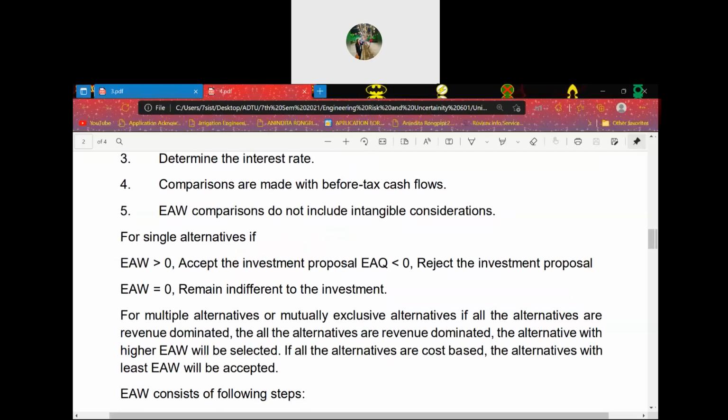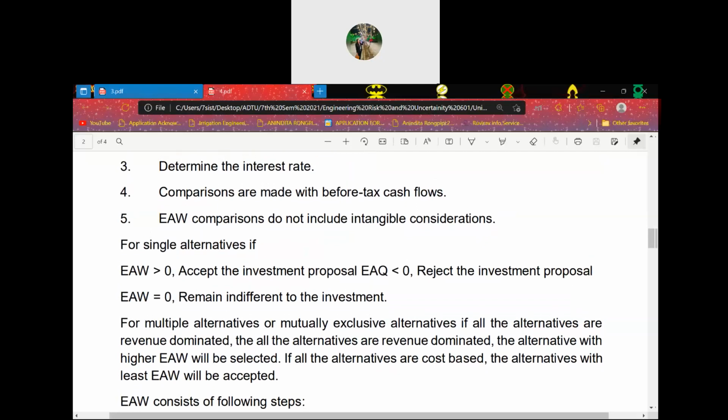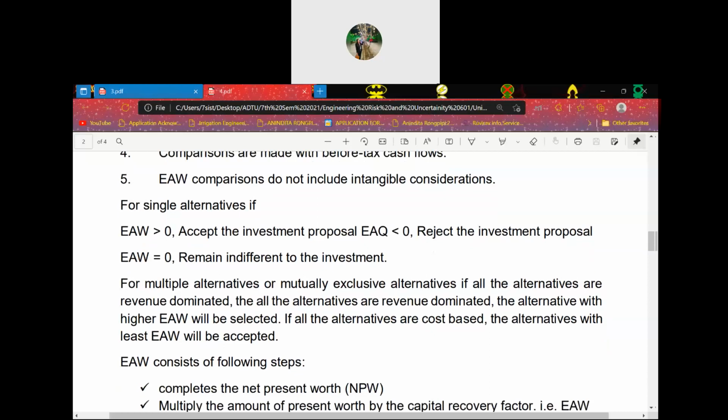For multiple alternatives or mutually exclusive alternatives, if all the alternatives are revenue dominated, then the alternative with higher EAW will be selected. And also if the alternatives are cost based, the alternative with least EAW will be accepted.